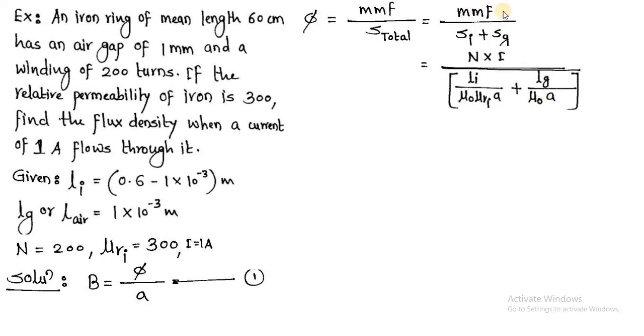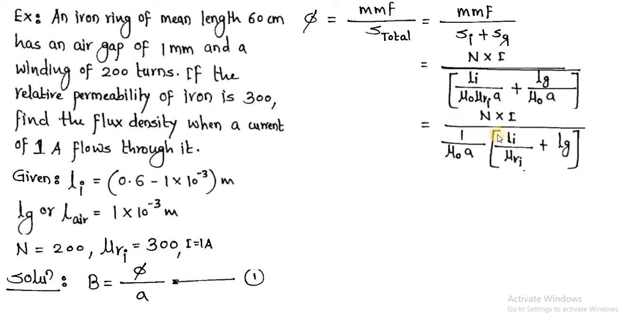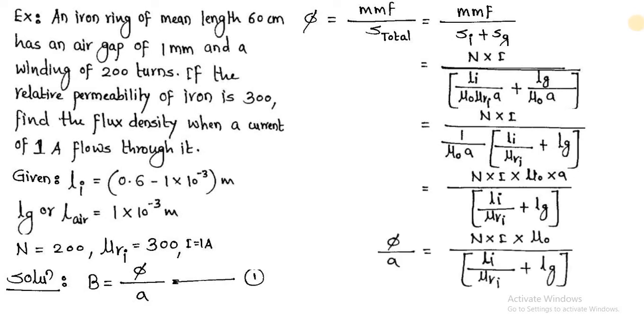The numerator part, that is mmf, is equal to N into I. Now put the value: N into I divided by, we have taken 1 upon mu 0 A common, out of the bracket. So 1 upon mu 0 A will come in the numerator with multiplication. So the ratio is N into I into mu 0 into A divided by Li divided by mu ri plus Lg.